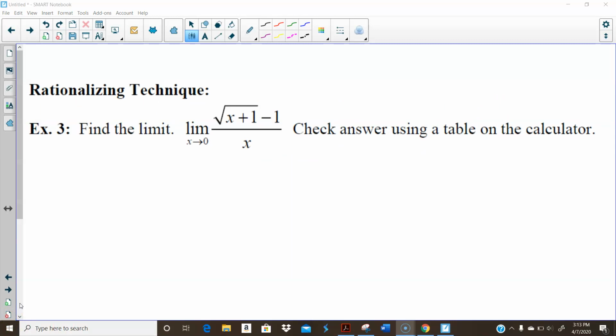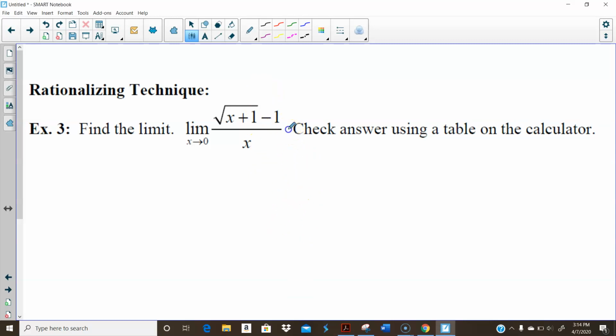In this example, we're going to use the rationalizing technique in order to find the limit. So if I were to use direct substitution and plug 0 in for x, it gives me 0 in the denominator. So that doesn't work. It also doesn't work for me to factor because nothing will factor here.